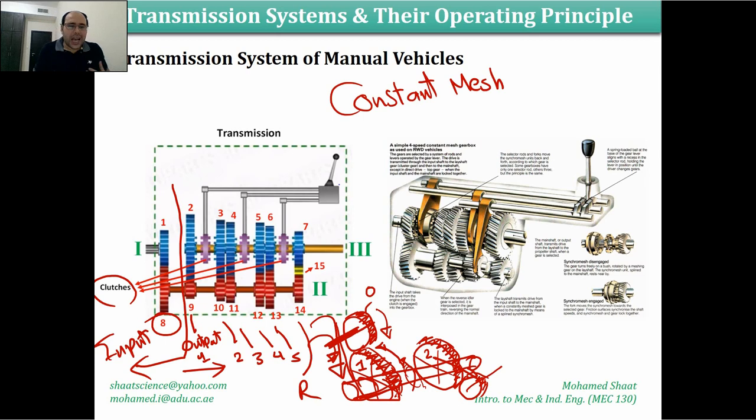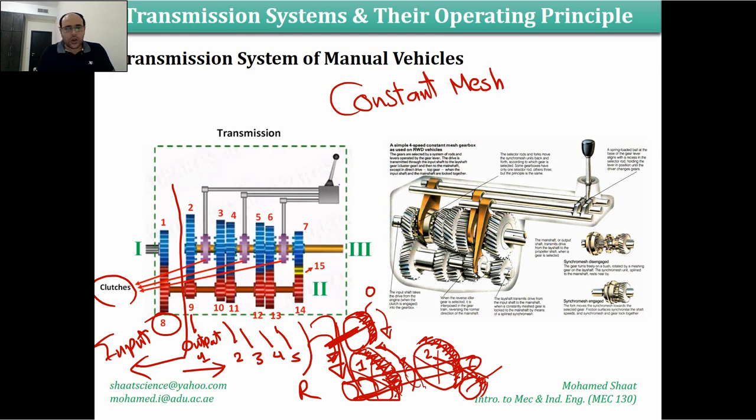Consider it this way. If I ask you which one of these five gears is going to give you the first gear? 9. You have to take the motion through 9. If you would like to shift to the second gear, you have to take the motion through 10. For the third gear, you take it through 11. As you can see, the diameter increases. The fourth speed is going to be through 12. The fifth speed is going to be through 13. Why? Because 13 has the biggest diameter, so it gives the highest speed.